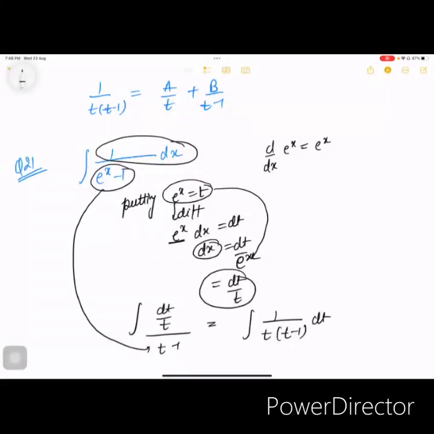Just apply the partial fraction, that is a upon t plus b upon t minus 1, and answer will be there. With this question our exercise 7.5 is completed.